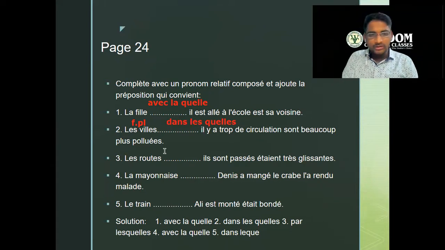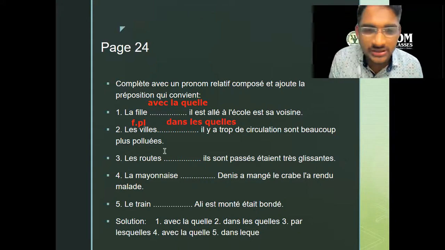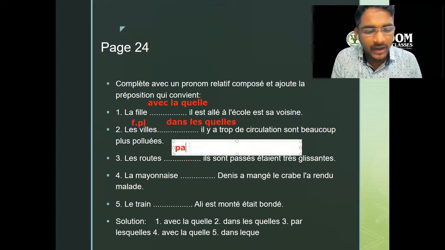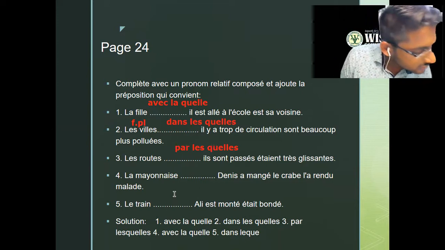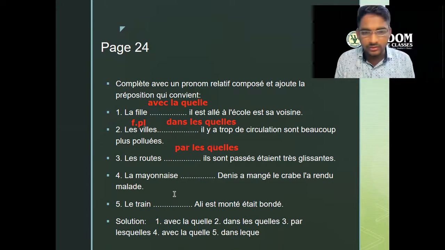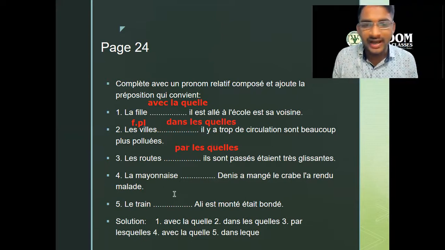Third one, les routes dash, ils sont passés, they passed, were very glissantes, slippery. So students, here par will come, the preposition par, and les routes, students, is again feminine plural, so lesquelles will come. Par lesquelles. So the routes by which they passed were very slippery. Okay, you have to write just one whole word, laquelle. You have to just join the entire word. Lesquelles.